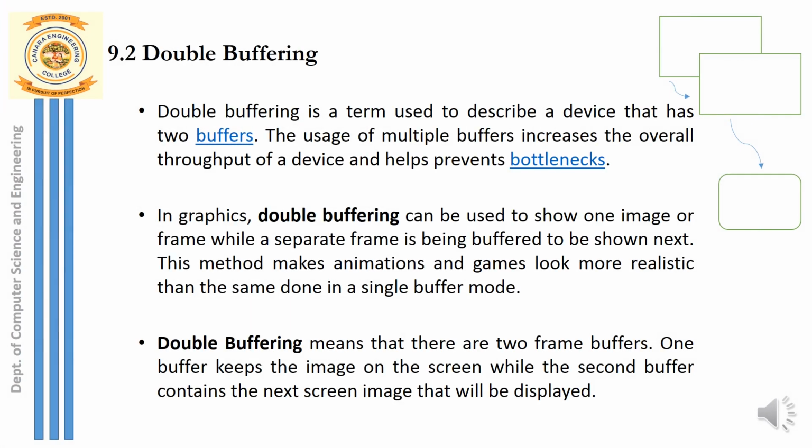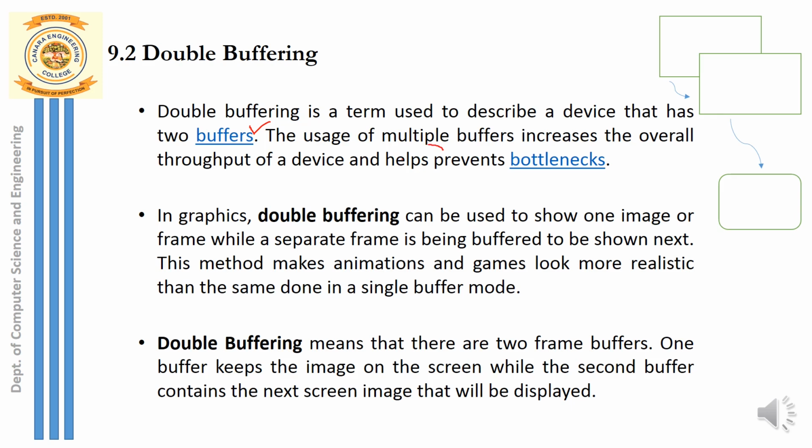Let's discuss an important concept in OpenGL, that is double buffering. Till now we have seen OpenGL programs with a single buffer. But from here onwards we will see how double buffering is implemented and where it is used. Double buffering, as the name itself indicates, means we have two buffers.